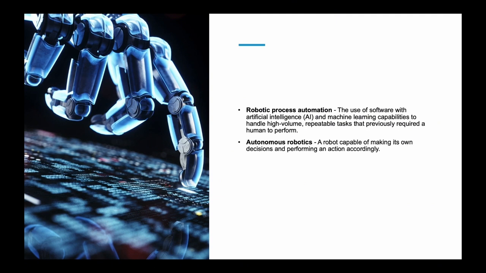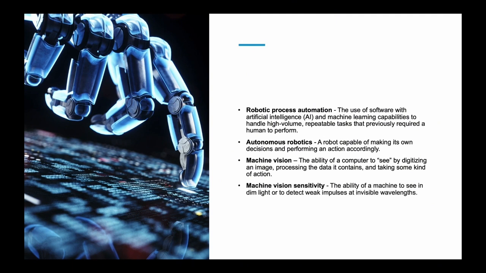Autonomous robotics هي robot capable of making its own decisions and performing on action accordingly. Machine vision ability of a computer to see by digitizing an image, processing the data it contains and taking some kind of action. في machine vision sensitivity ability of a machine to see in dim light or to detect weak impulses at an invisible wavelength. machine vision sensitivity مثلا تشوفه بالليل وتشوفه بأوقات صعب إنك تشوف فيها يعني.